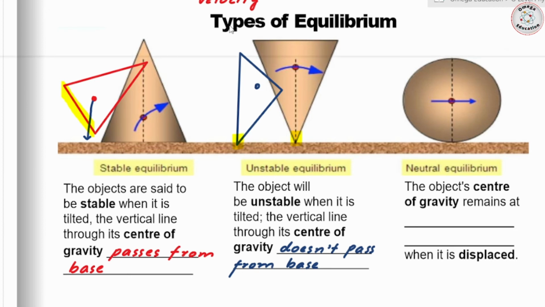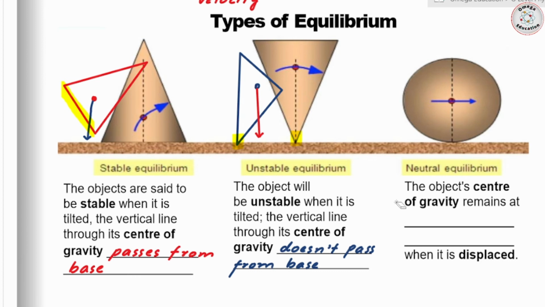Now the weight of the cone is through the middle and it is vertically downward. And you realize that in this case, the weight of the cone is not passing through the base. This was the base and the line of weight is not passing through the base. In this case, we say the object is in unstable equilibrium. And when the object is in unstable equilibrium, you tilt the object a little bit, it does not return to its original position.